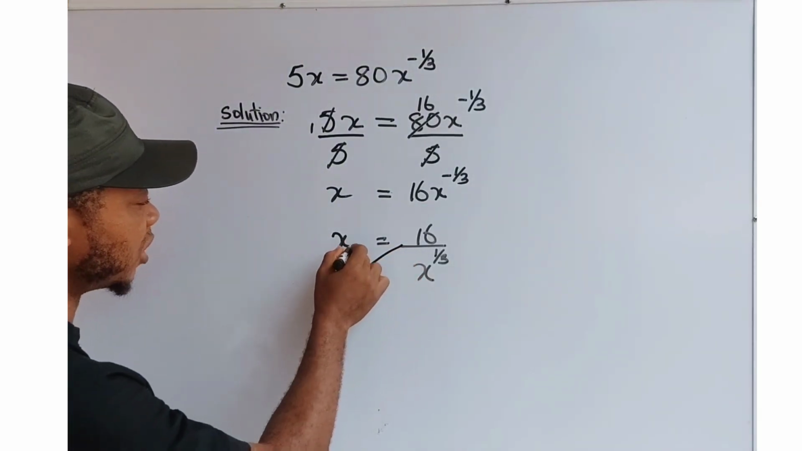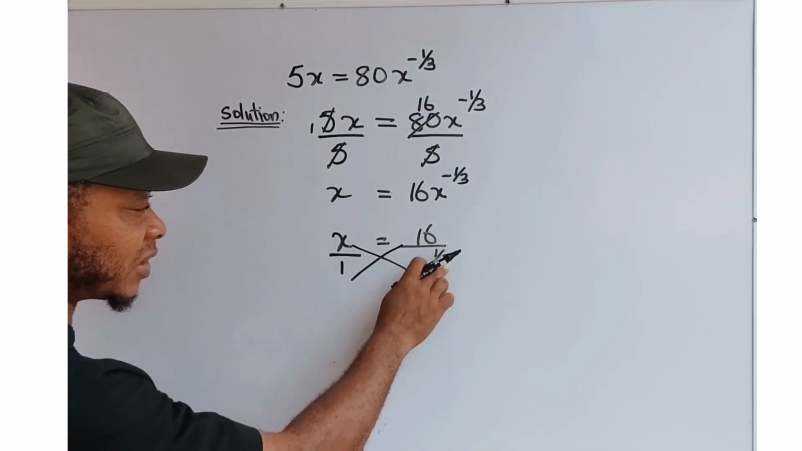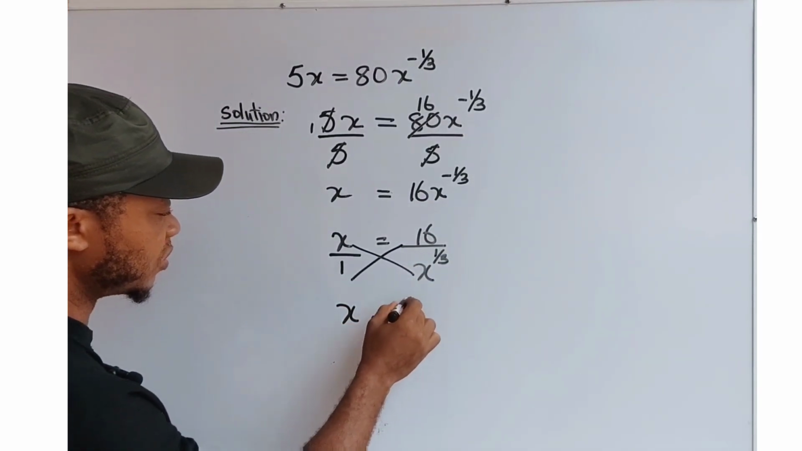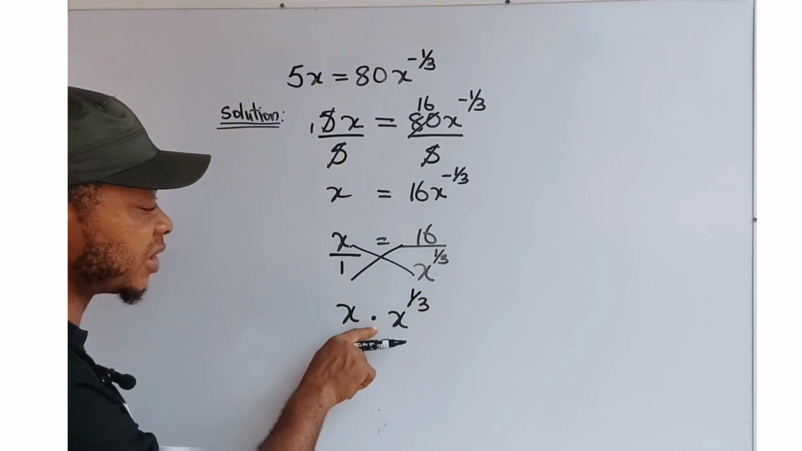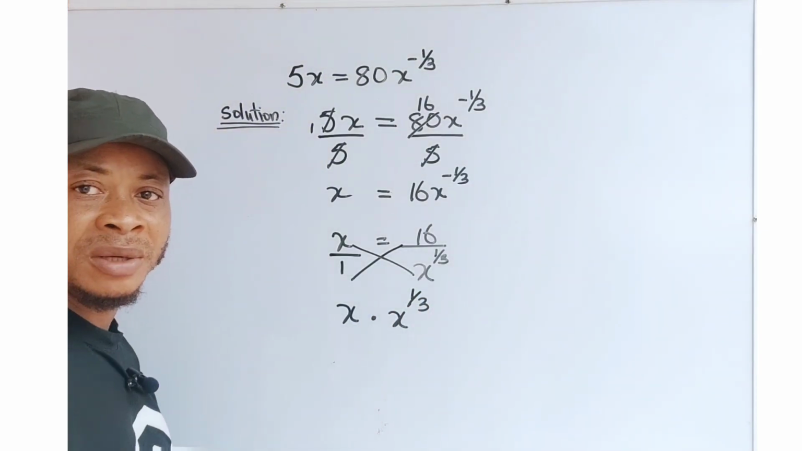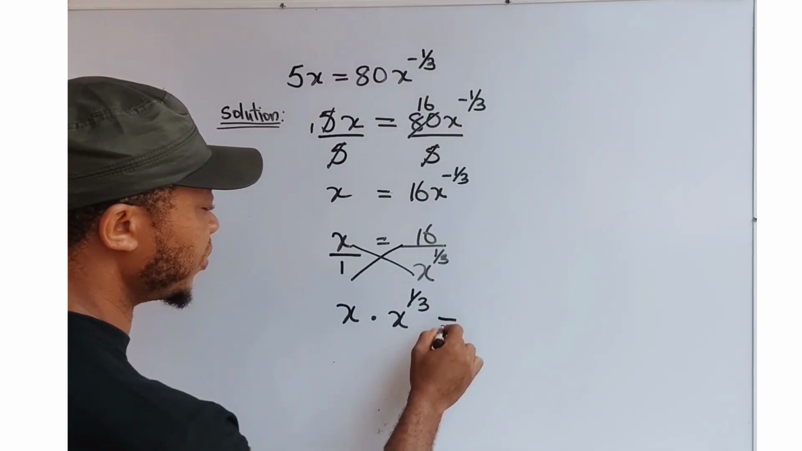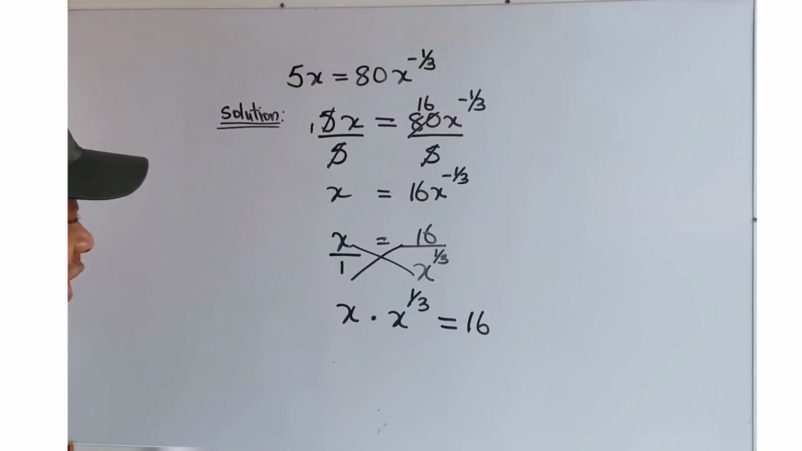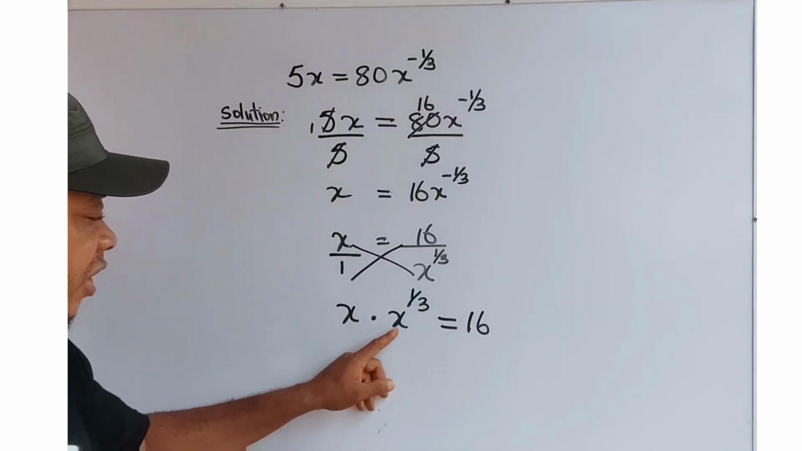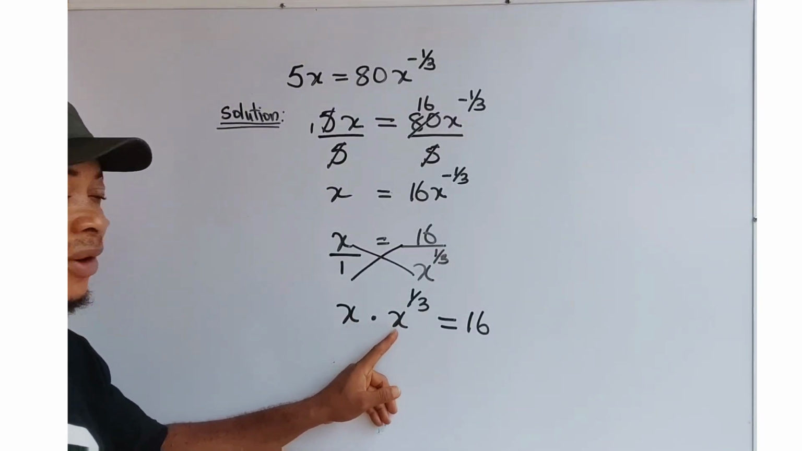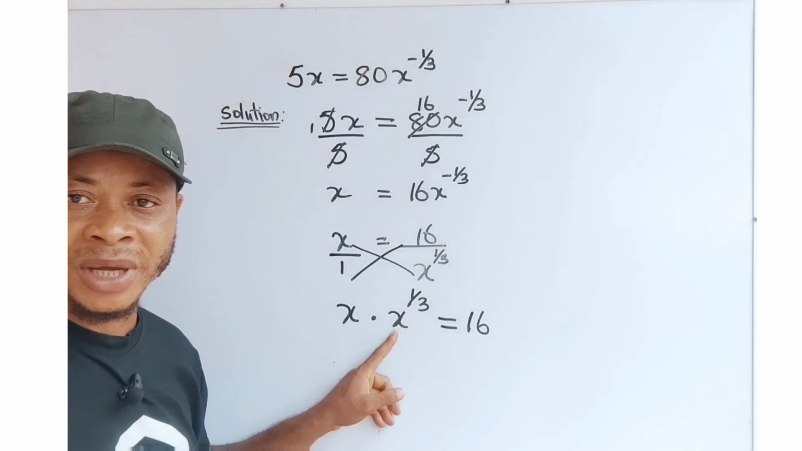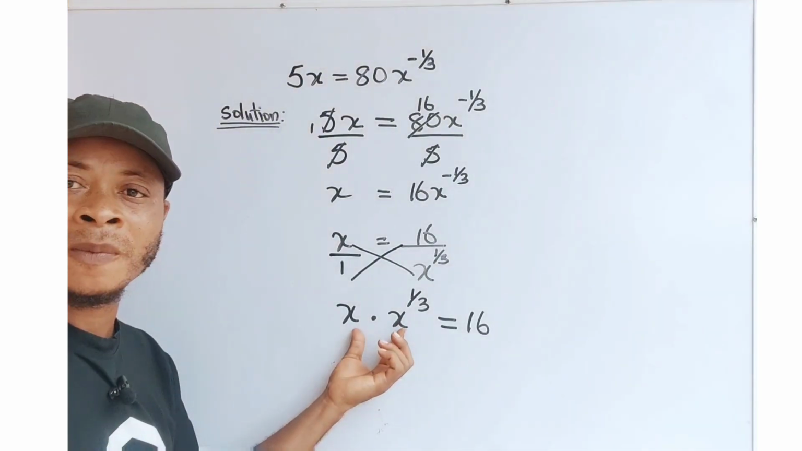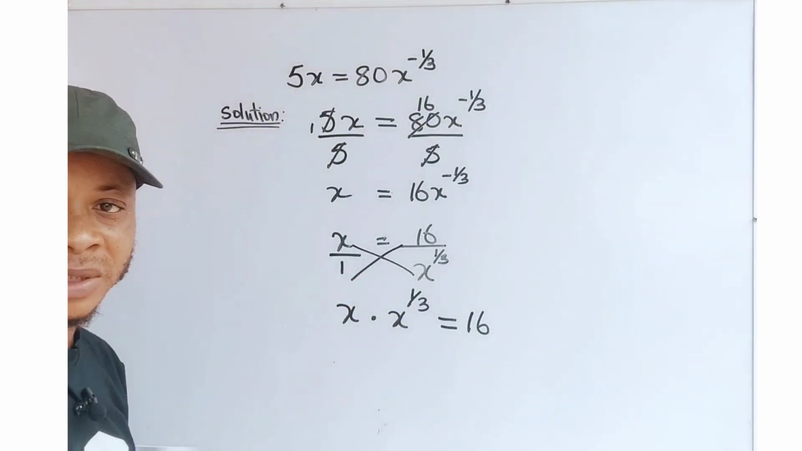Now we can cross multiply. x will multiply x^(1/3) to give us x · x^(1/3). Remember, this dot means multiplication. Everything will be equal to 16 multiplied by 1, which will give us 16. In indices, if we have the same base, remember this is base x and this is another base x, and both of them multiply each other, what we do is to add the powers.